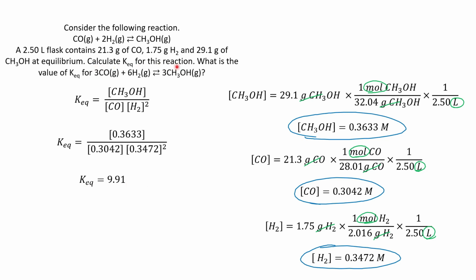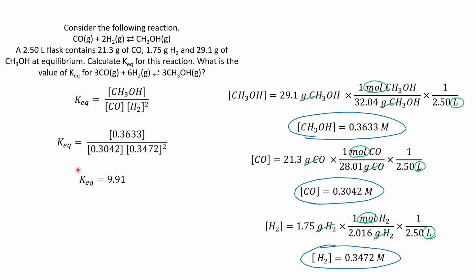That is KEQ sorted. Now let's take a look at the second part of this reaction. We want the KEQ for this modified reaction right here. Well, how is it different from my original? It looks like we just multiplied through everything by 3. So how does that change my KEQ?